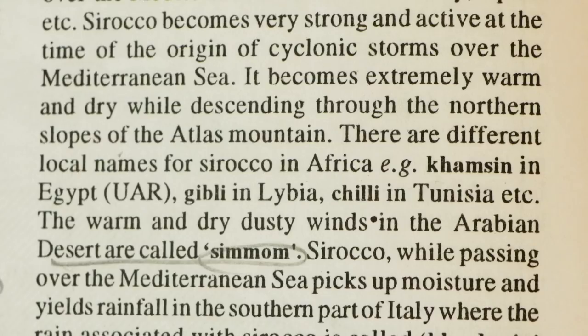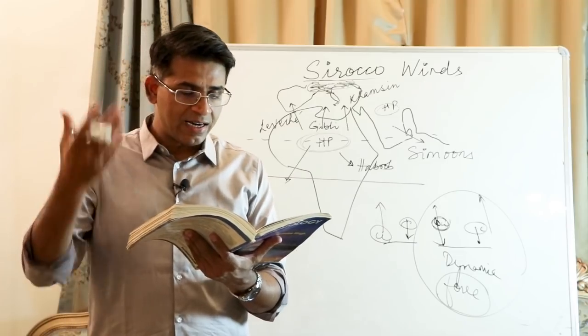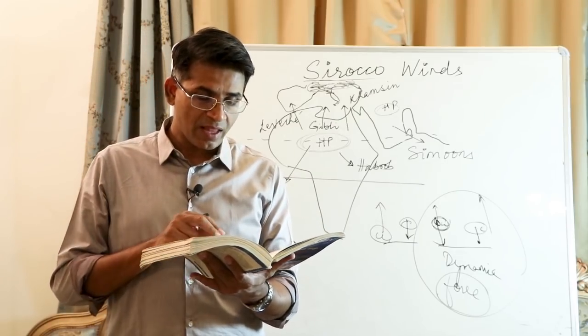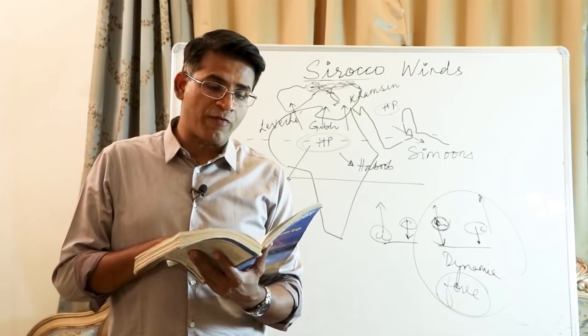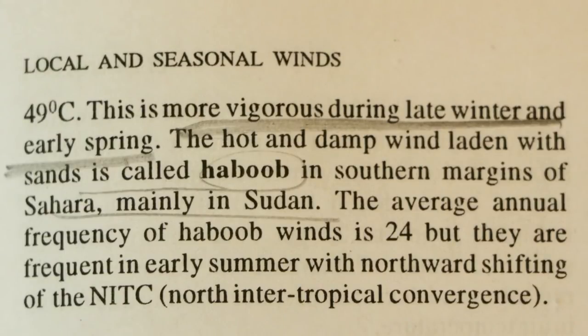There are different names for Sirocco in Africa: Khamsin in Egypt, Ghibli in Libya, Chihli in Tunisia, and the warm, dry, dusty winds in the Arabian desert are called simoons. Sirocco, while passing over the Mediterranean, picks up moisture and yields rains. And they're called the blood rains because of the red sand that falls along with the rains. The mention for Habub is on page 125, first line. Vigorous during late winters and early spring, the hot damp wind laden with sand is called Habubs in the southern margins of Sahara, mainly in Sudan.